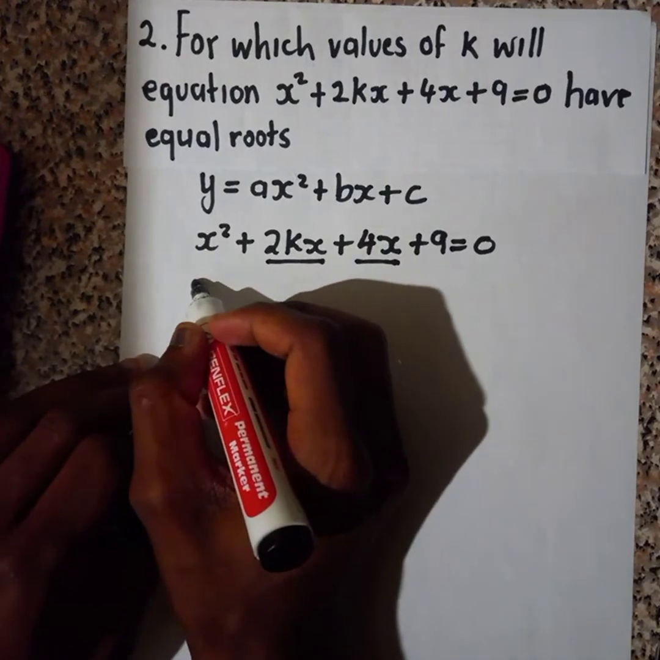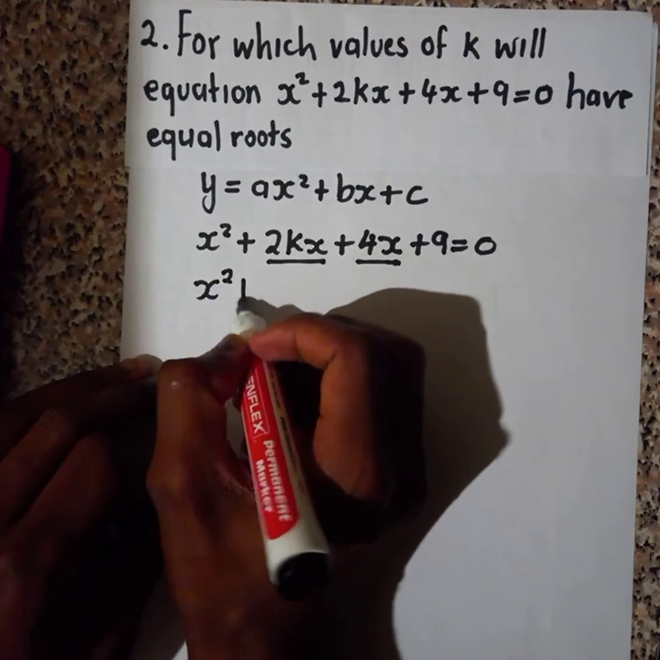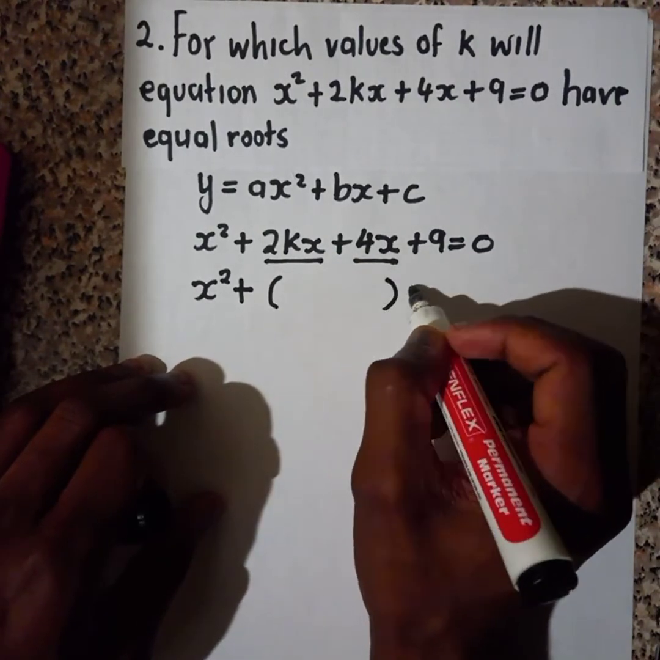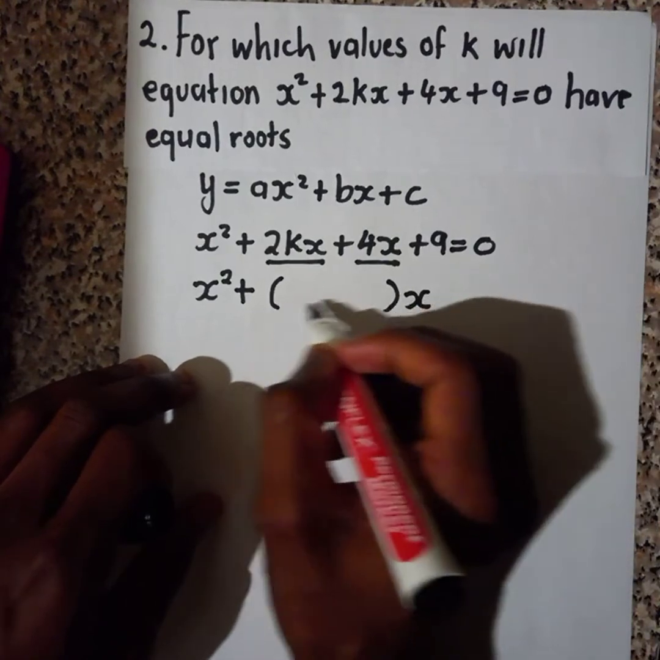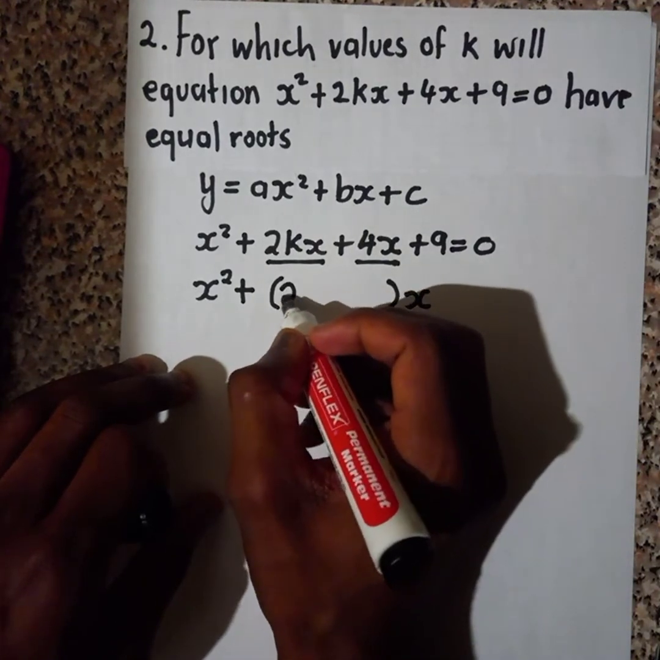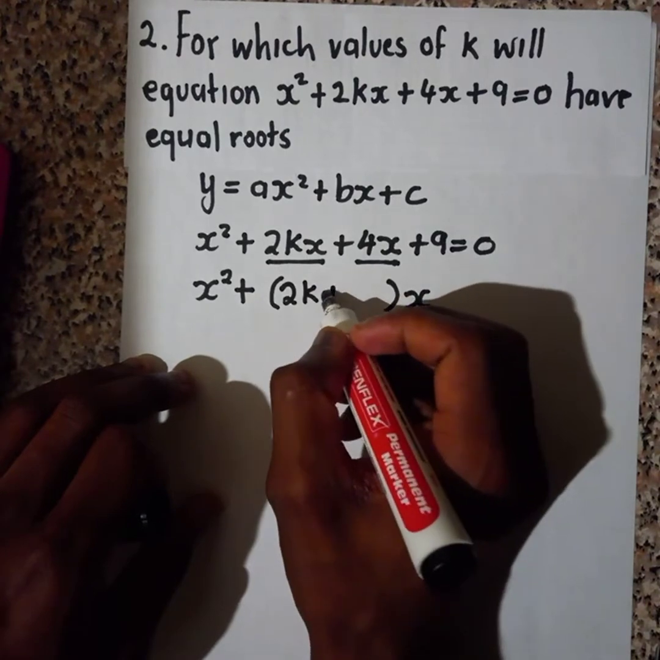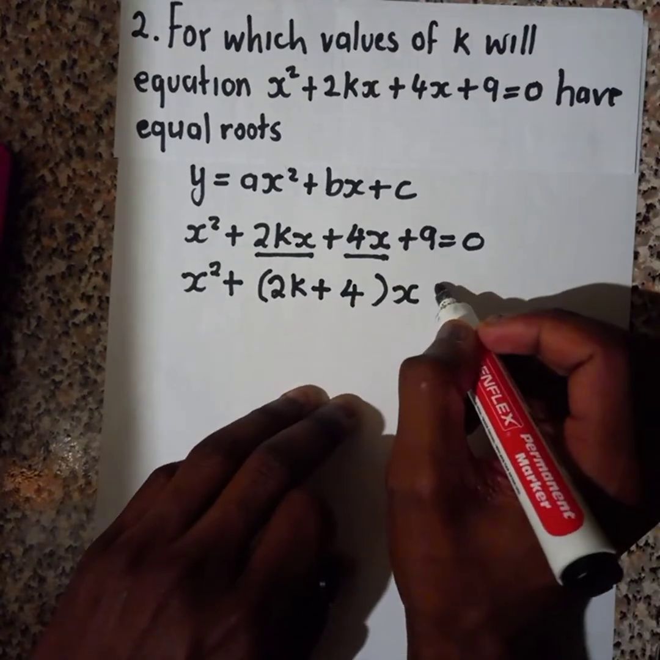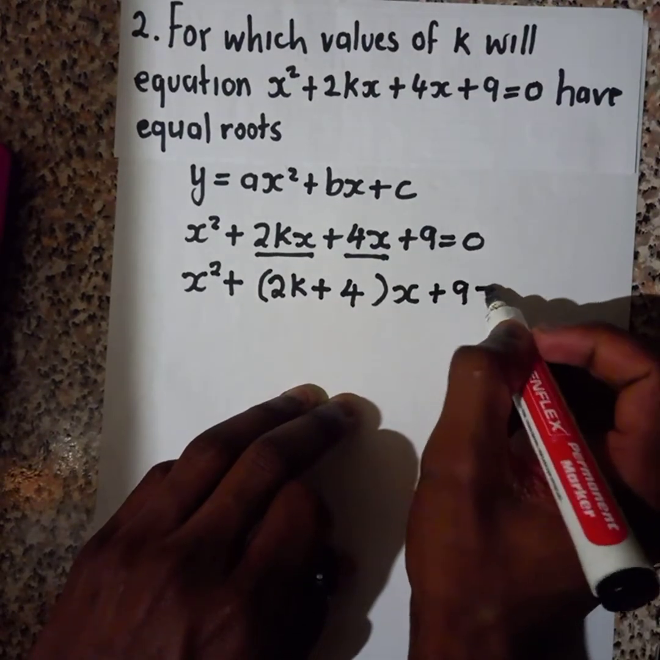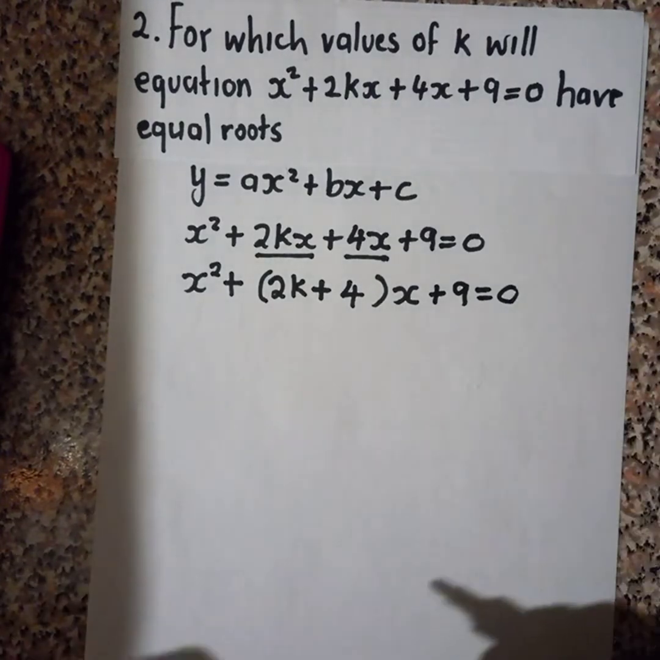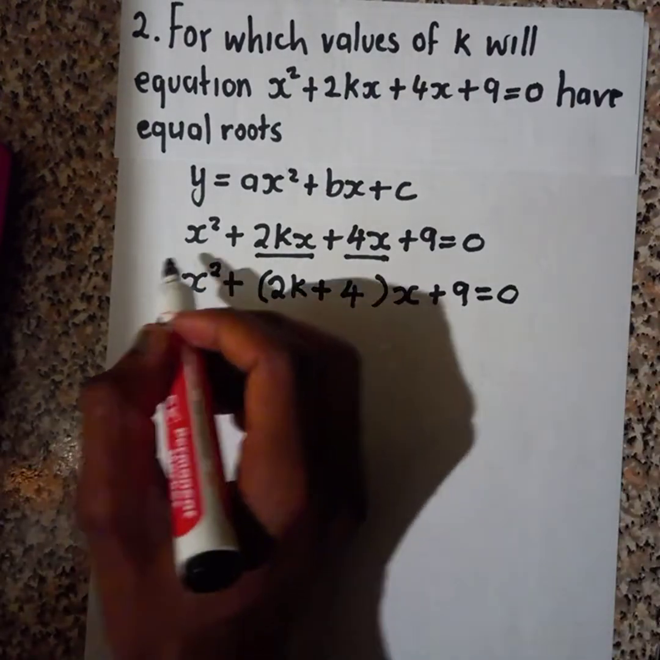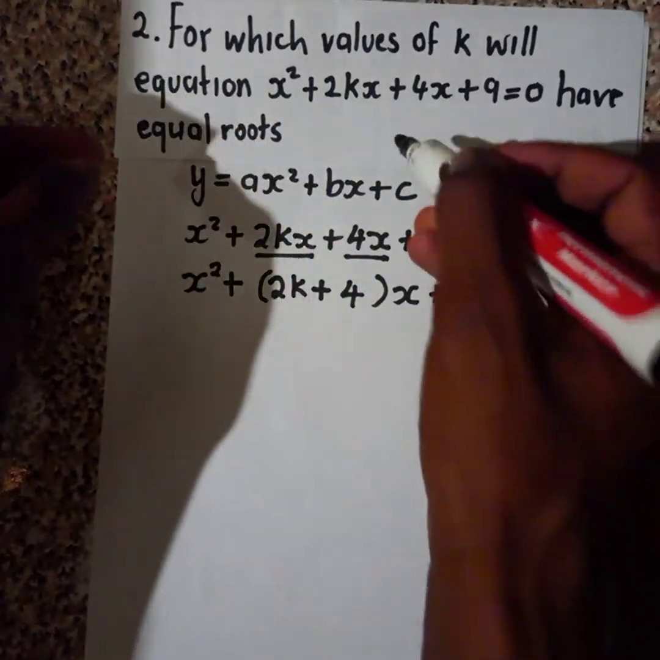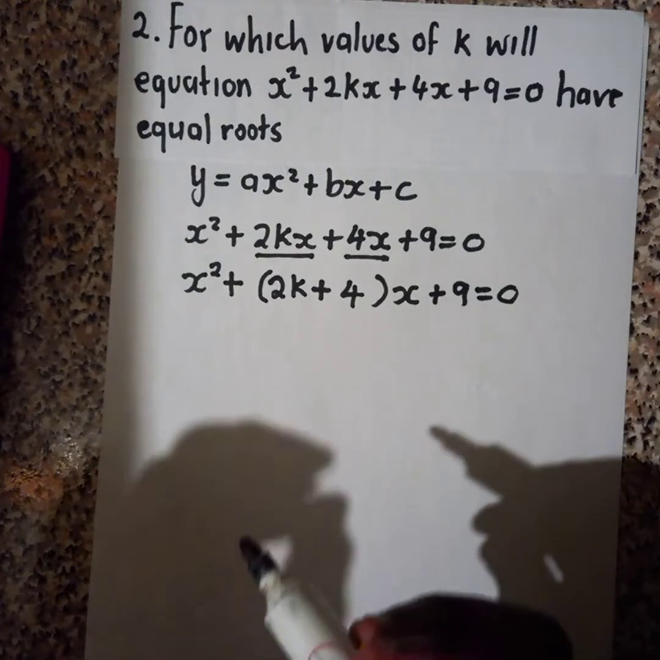How? As follows. You are going to write your x squared, then factor out x. Then inside the brackets, you'll be remaining with what? Your 2k plus 4. Then you will write your constant, which is 9. It equals 0. Now we have written this quadratic equation in the form of the general quadratic formula. Do you get this point, my fellow learners?